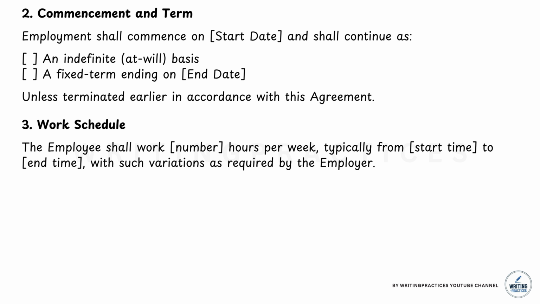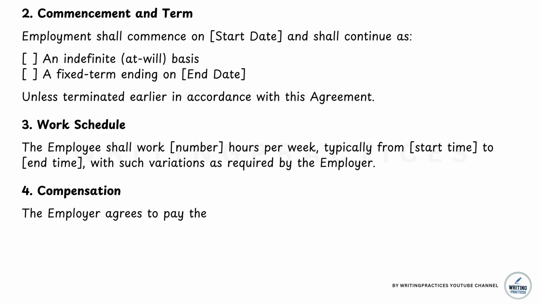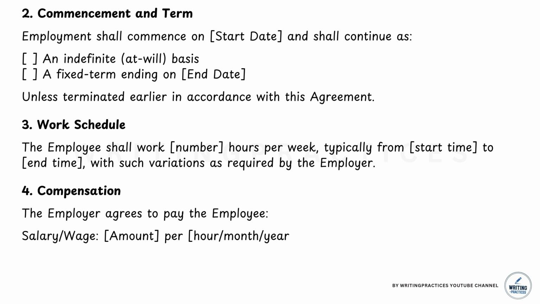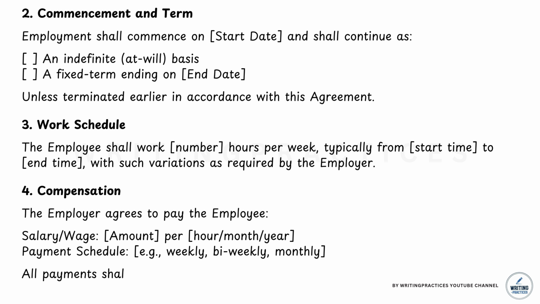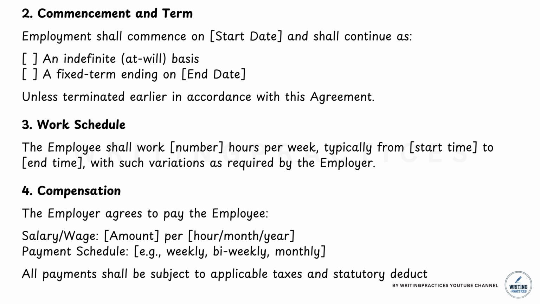Point number 4, compensation. The employer agrees to pay the employee salary/wage, amount per hour/month/year, payment schedule, such as weekly, bi-weekly, monthly. All payments shall be subject to applicable taxes and statutory deductions. This section explains how the employee will be paid. You need to include salary, payment frequency, and deductions. This is one of the most important parts because it involves compensation. Legally, it ensures transparency and compliance with tax laws.